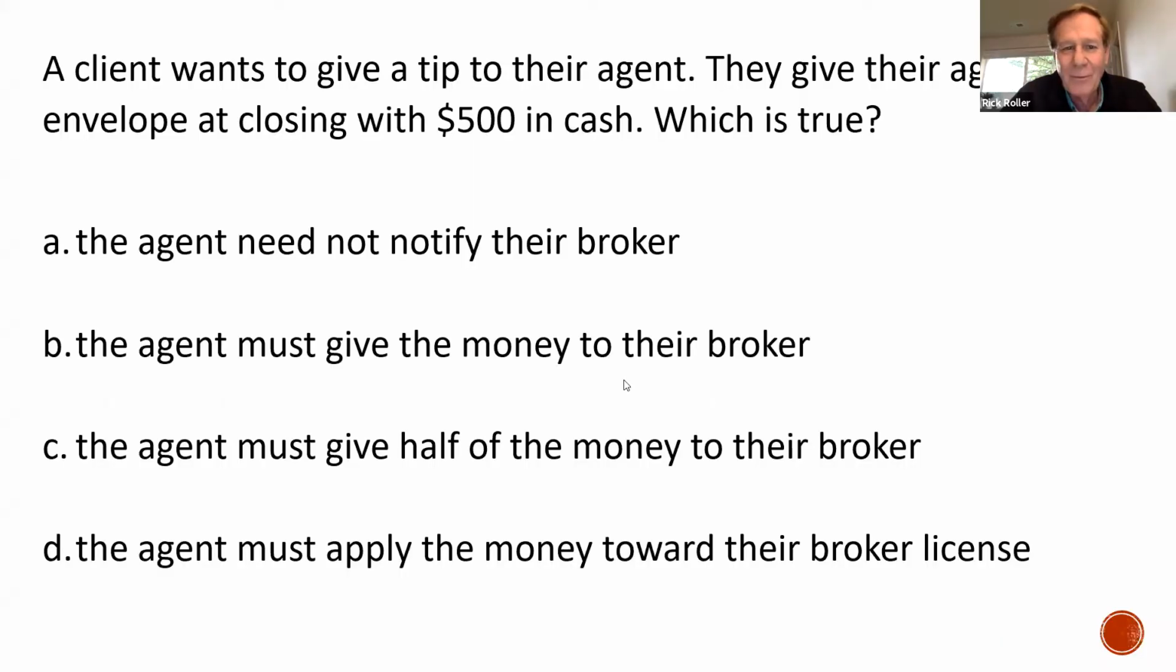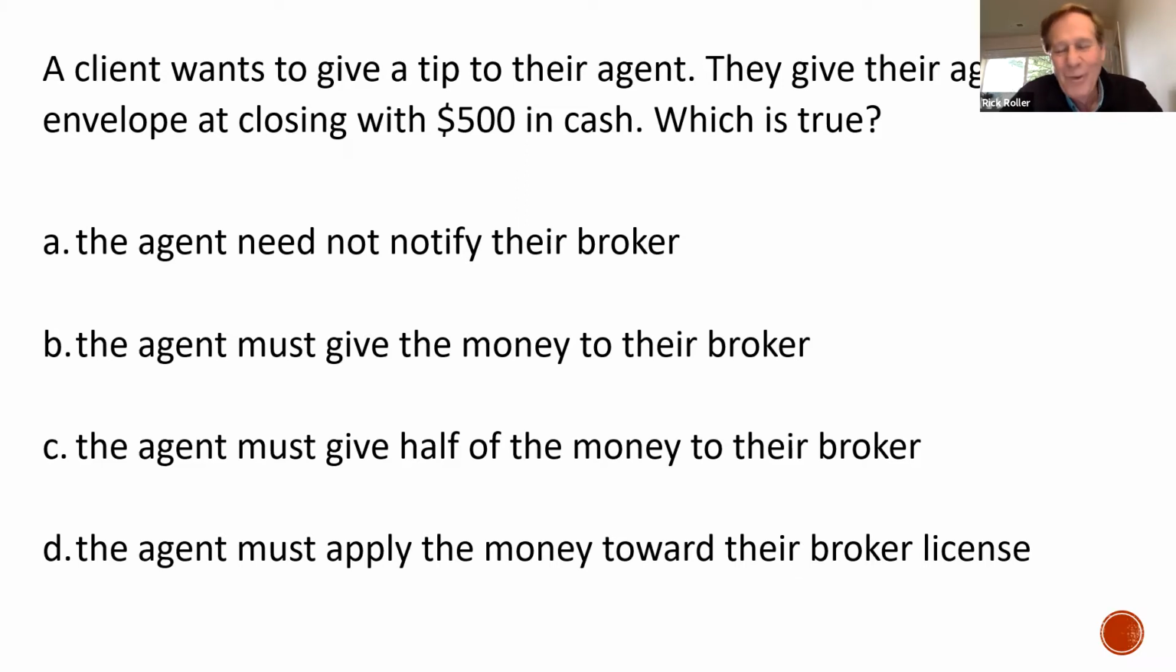All right. What a great segue. A client wants to give a tip to their agent. "You did such a great job for us. Here, we want you to have this." There's an envelope, and in there is $500 in cash. Which is true: A, the agent need not notify their broker. B, the agent must give the money to their broker. C, the agent must give half the money to their broker. D, the agent must apply the money towards their broker's license.